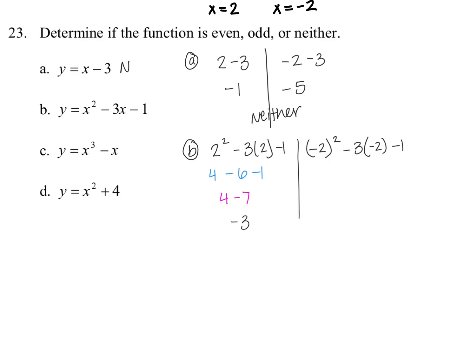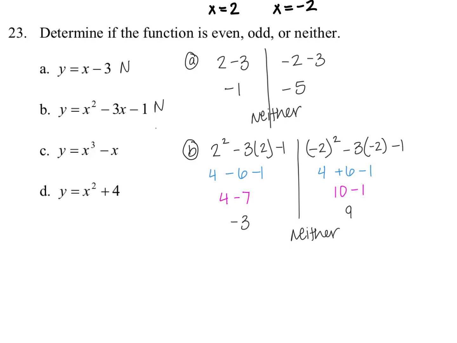Looking at the next one, -2 squared still gives me 4, but now I'm going to get a +6 minus 1. And then adding those two, I'm going to get 10 minus 1, and then I'm going to end up with a 9. So again, different answers, so it's neither. So we can write N for that one.